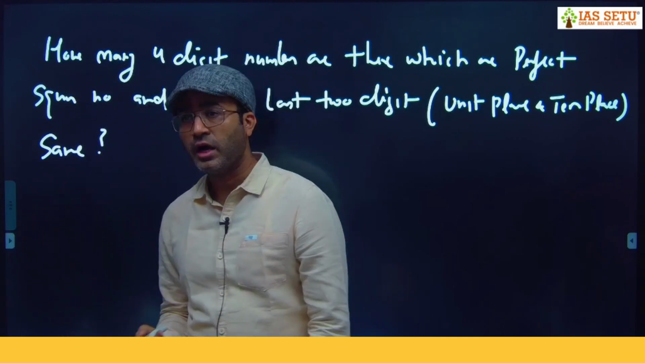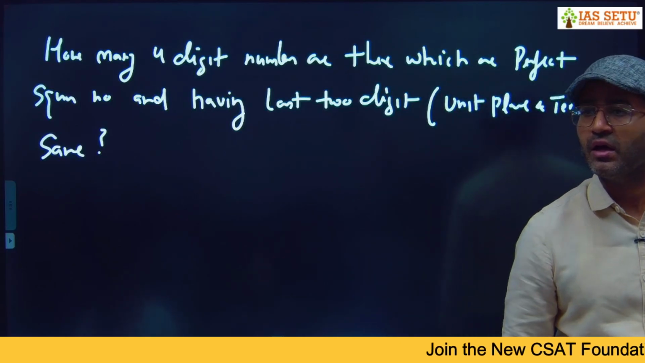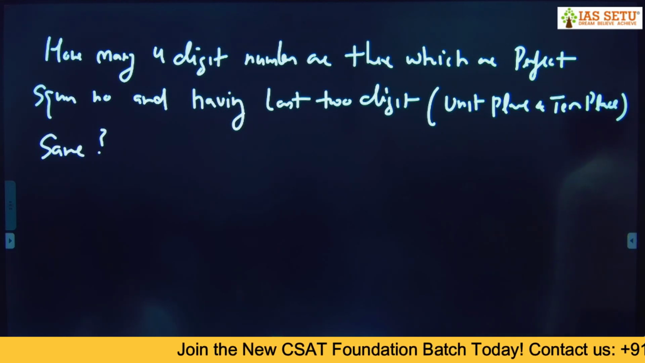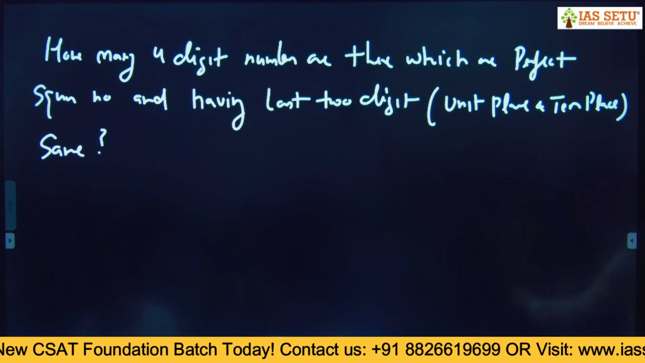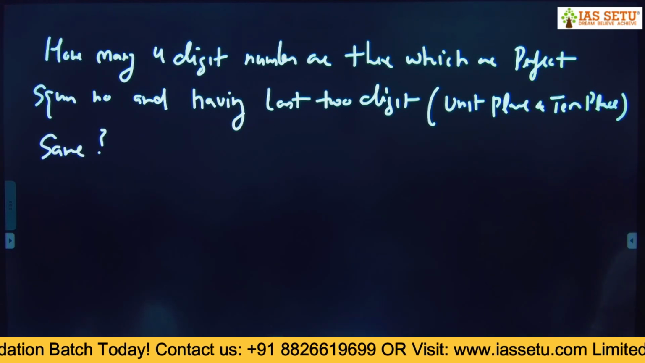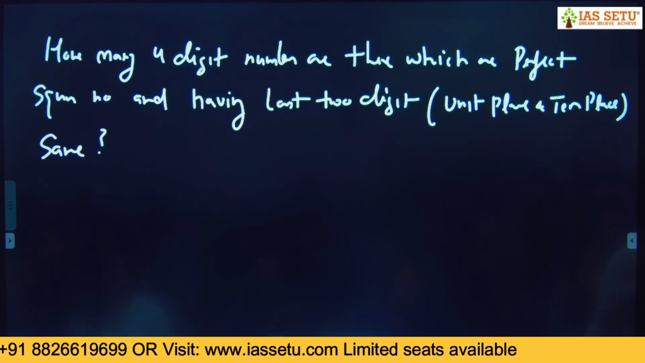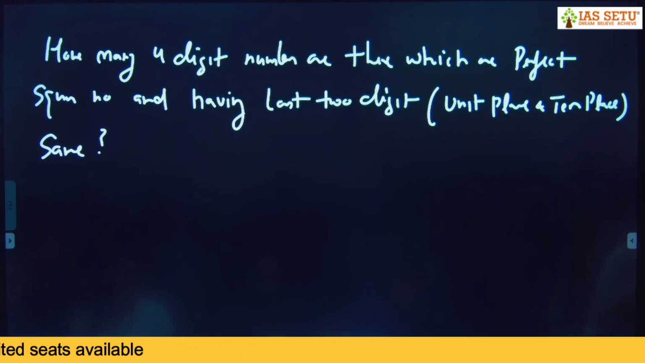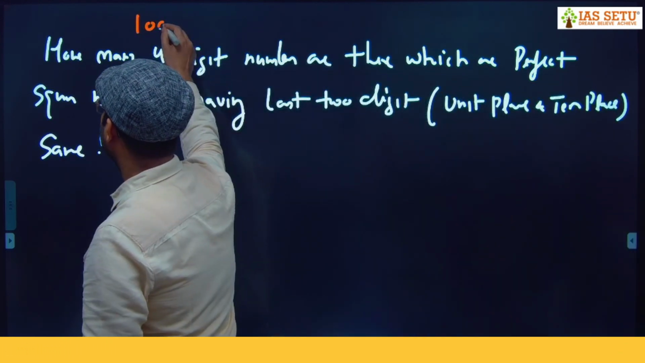Take your time. Are you getting the question? How many 4-digit numbers are there which satisfy this condition? Perfect square number भी होना चाहिए, उनकी unit place और 10 place digit same होनी चाहिए. Try. Not a big deal. What is the range of 4-digit numbers? What is the smallest 4-digit number? 1000. What is the largest 4-digit number? 9999. So your range is 1000 to 9999.